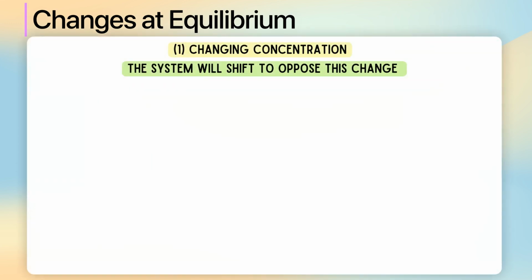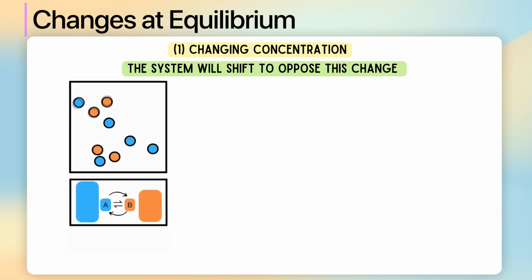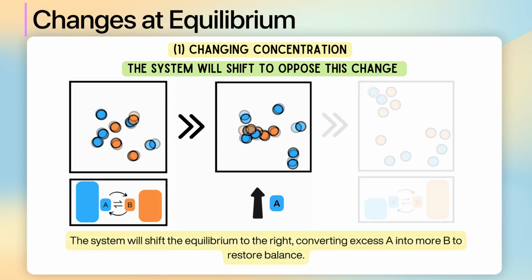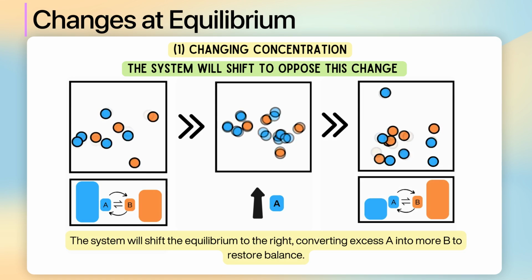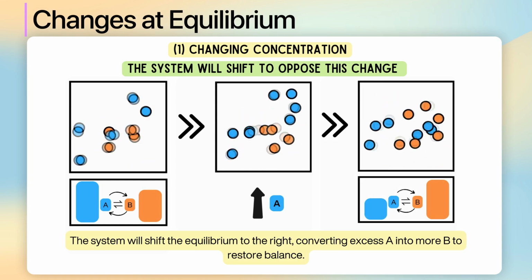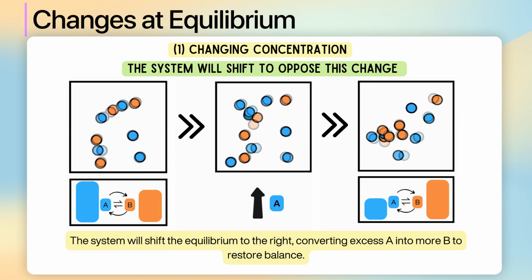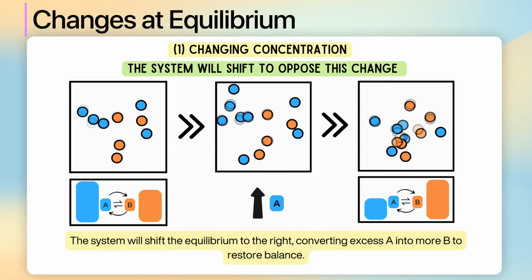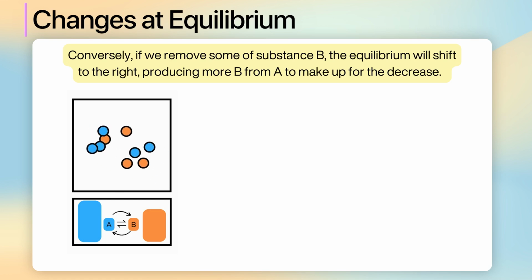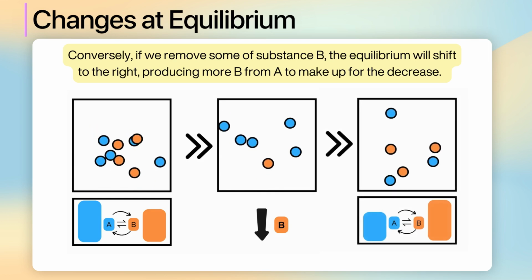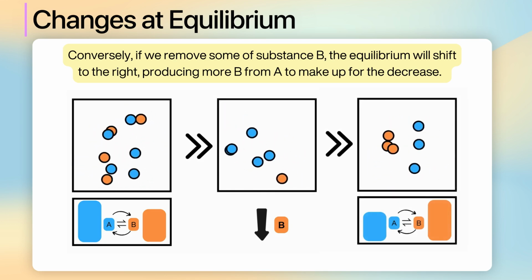When the concentration of a reactant or product in a reaction at equilibrium is changed, the system will shift to oppose this change. Imagine adding more of substance A in this reaction. Le Chatelier's principle tells us that the system will push the reaction forward to use up this extra A by converting it into more B. This means the equilibrium will shift to the right, favoring the production of B to reduce the excess concentration of A. Conversely, if we remove some of substance B, the equilibrium will shift to the right, producing more B from A to make up for the decrease.